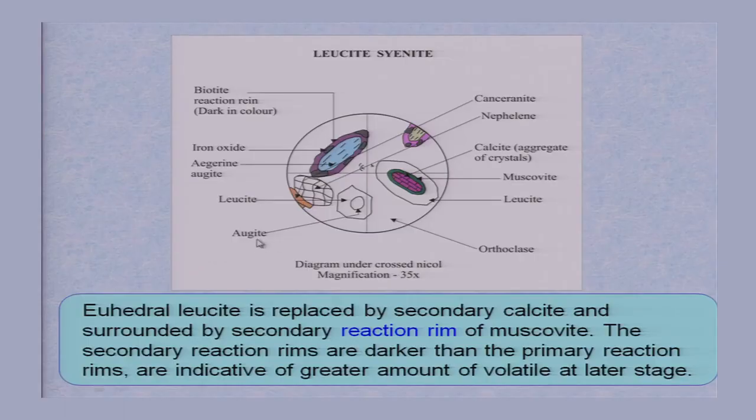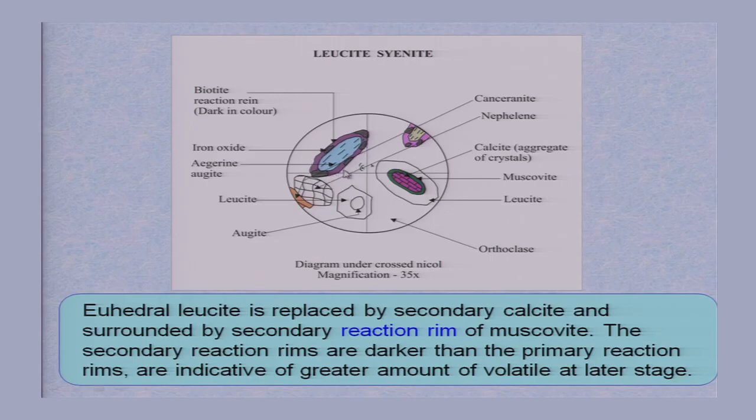I am citing another example of leucite syenite. It is a variety of syenite. Euhedral leucite is replaced by secondary calcite. See here, this is a leucite crystal. Normally leucite is not euhedral, but here it is a euhedral leucite, and this leucite crystal is replaced by this very colorful calcite crystal here. This colorful calcite crystal shows high order polarization colors and is surrounded by a secondary reaction rim. This is a secondary reaction rim.